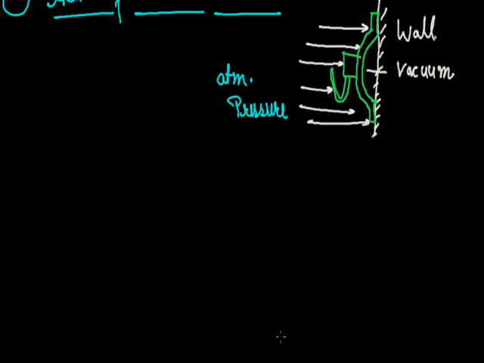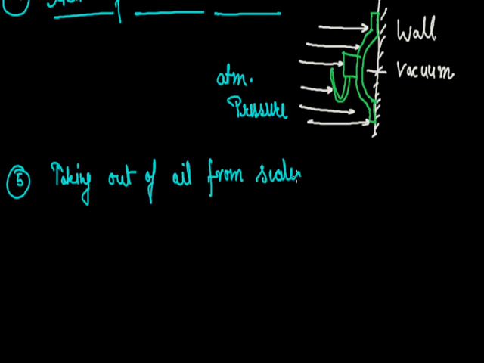Next is taking out oil from a sealed oil can. Fifth point. To take out oil from a sealed oil can, two holes are made on the can instead of only one hole. Why? Because the air from outside enters through one hole to exert atmospheric pressure on the oil, which forces the oil to come out from the other hole.